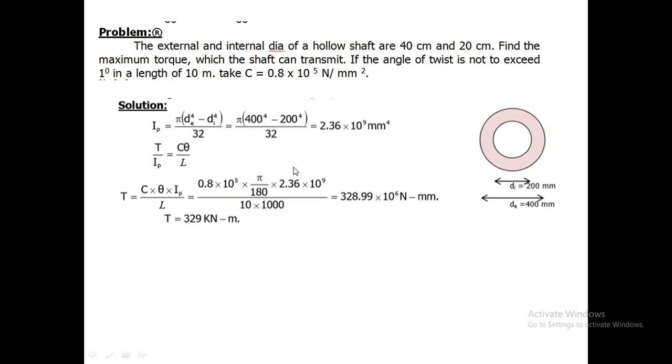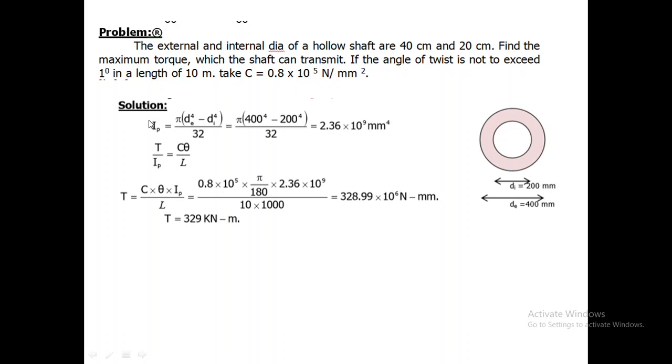We have one more problem here. The difference is that we are using the hollow shaft. So the hollow shaft has an internal diameter d1 and an outer diameter d2. You can call them di and de, or d1 and d2, something like that.